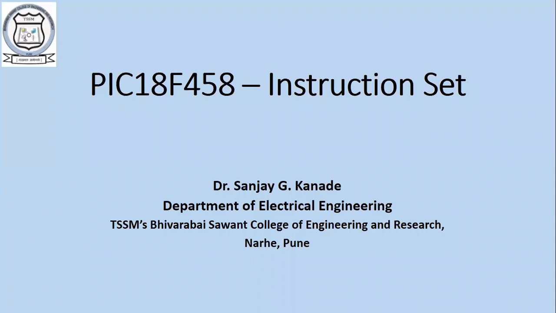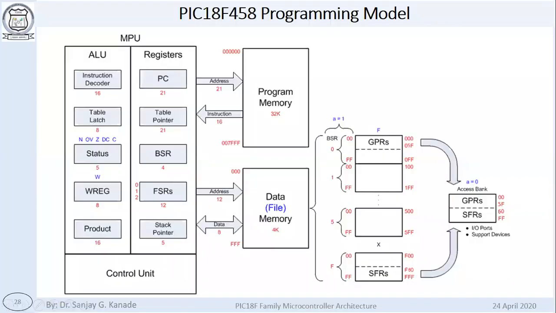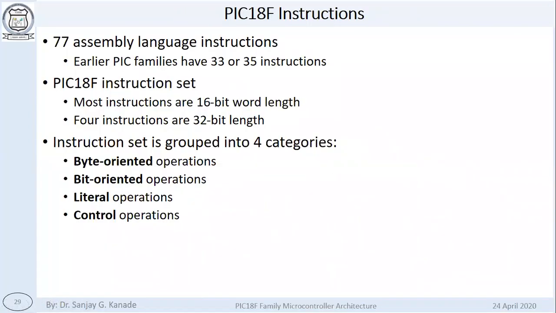In yesterday's lecture, we saw the programming model of the PIC18F458, and we discussed that there are 77 instructions, out of which only 4 instructions are 32-bit and the rest 73 instructions are 16-bit instructions. These instructions are grouped into 4 categories: byte oriented, bit oriented, literal, and control. Out of these, we have seen byte oriented and bit oriented instructions yesterday.